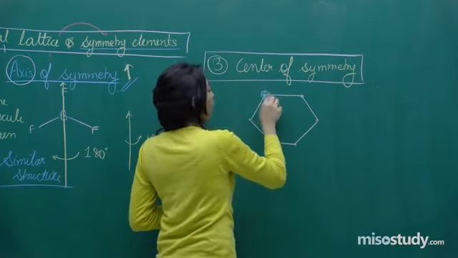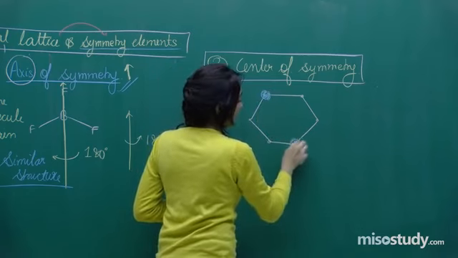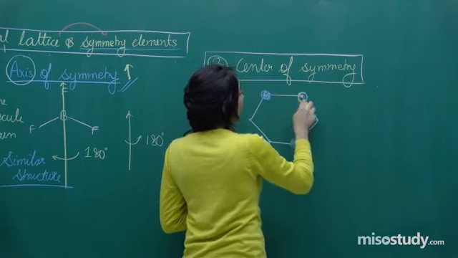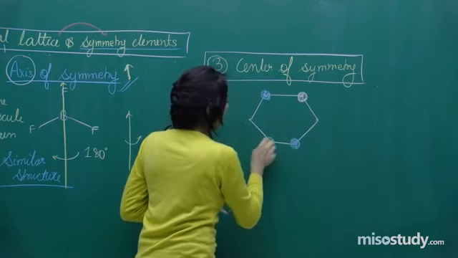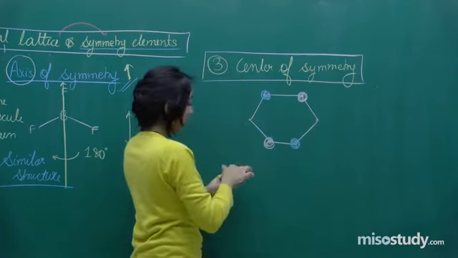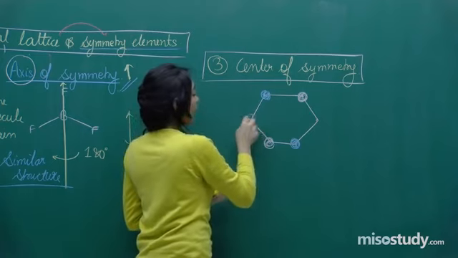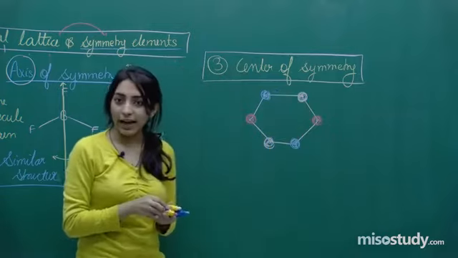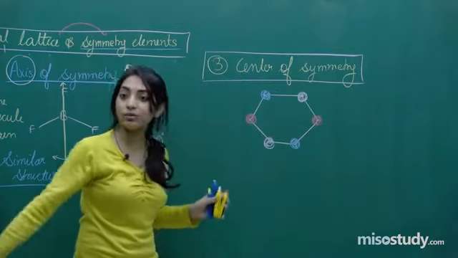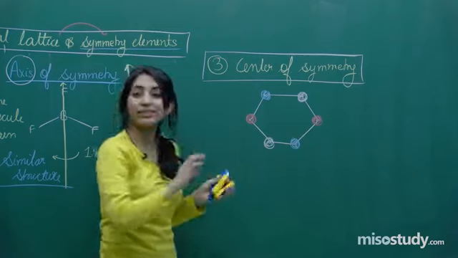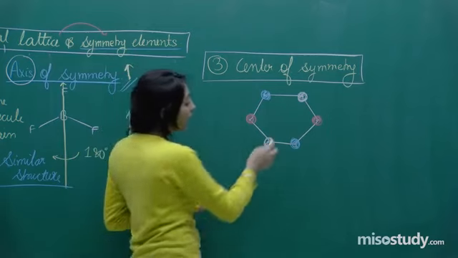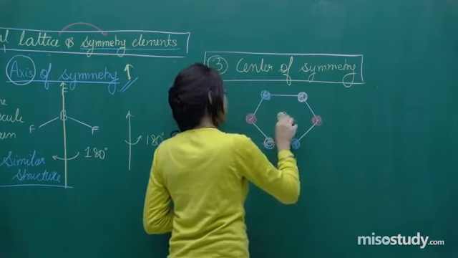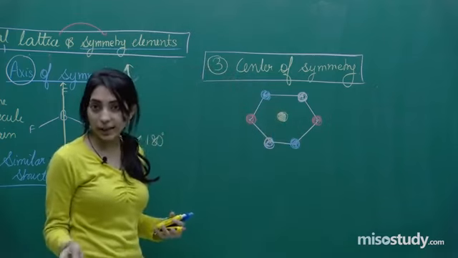Let us say one blue atom is here, one blue atom is here, one white atom is here, one white atom is here, and one pink atom is here, and one pink atom is here. Okay, this may be a three-dimensional structure, but right now I am just taking it two-dimensional. I am considering a molecule at the yellow position.